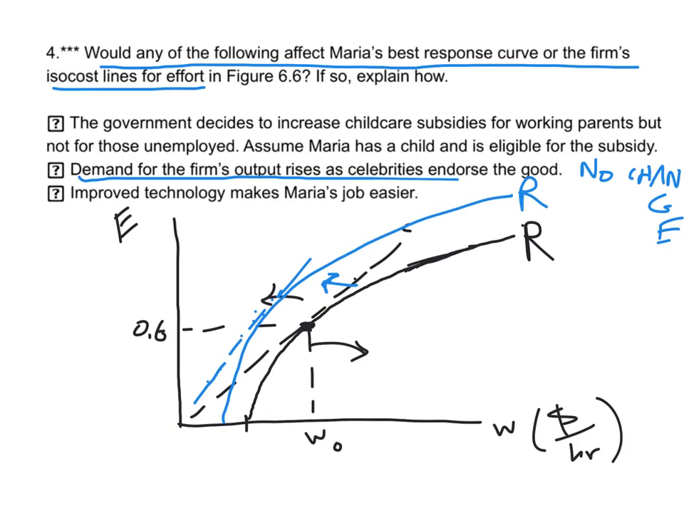And then finally, improved technology makes Maria's job easier. Well, if her job's easier, then you don't need to pay her quite the wages that you did before to get her to come to work. So this would be another change that shifts the reaction function to the left.